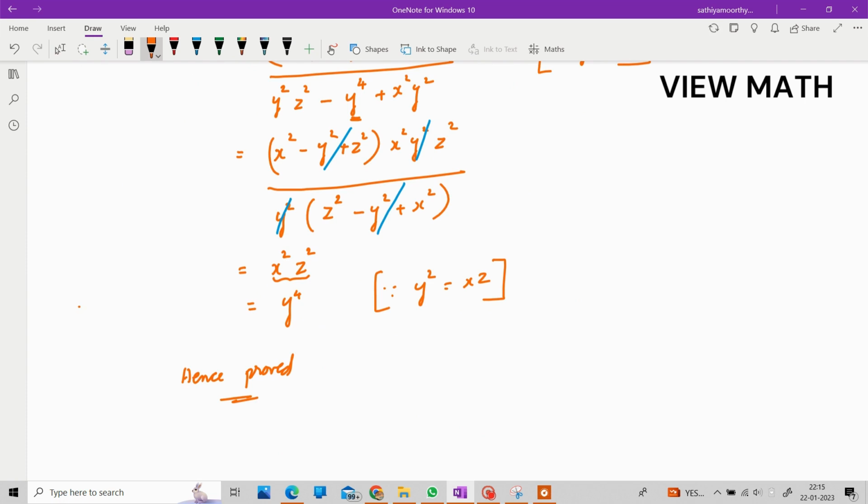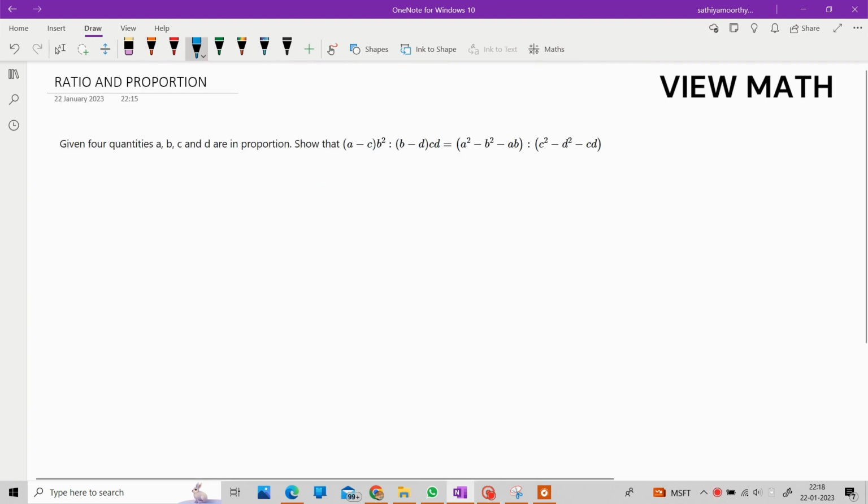It is x square minus y square plus z square divided by x to the power minus 2 minus y raised to minus 2 plus z raised to minus 2 is equal to y power 4. We have proved it. Now let's see the next problem.